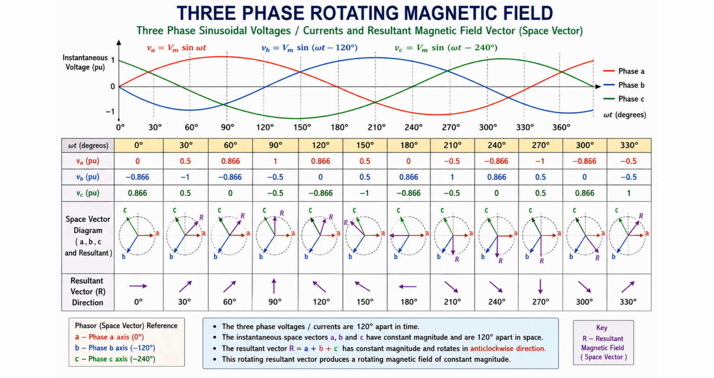At 0 degree, we get a resultant vector at 0 degree. At 30 degree, the resultant vector is at 30 degree. At 60 degree, it is like this. If you observe the pattern, the vector is rotating in the anti-clockwise direction like this, from here to here, that is from 0 to 330 degrees. Then 360 degrees is the same as 0 degree, which means it keeps rotating in the anti-clockwise direction.